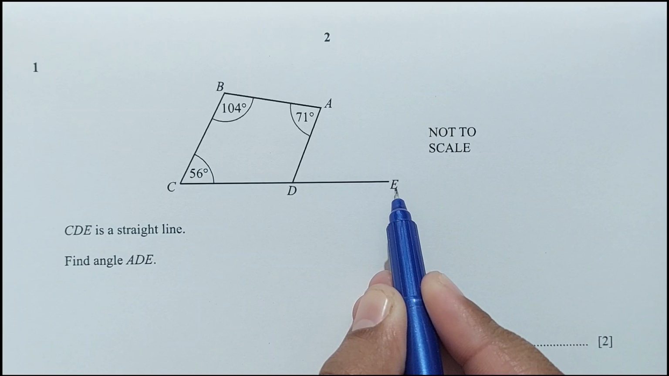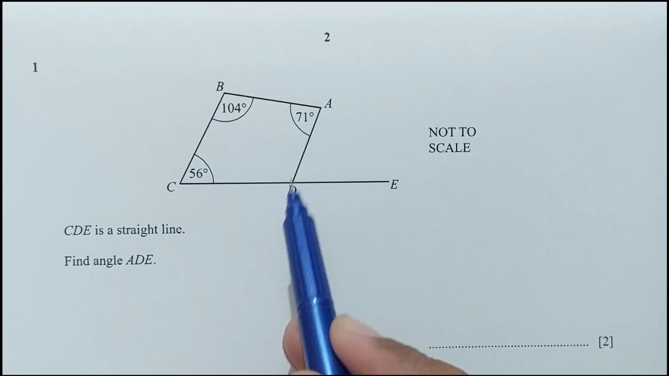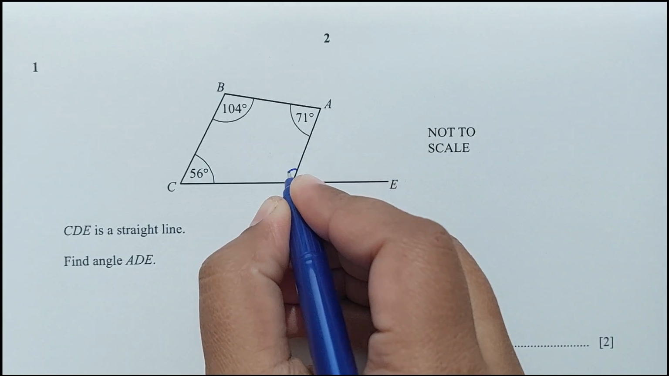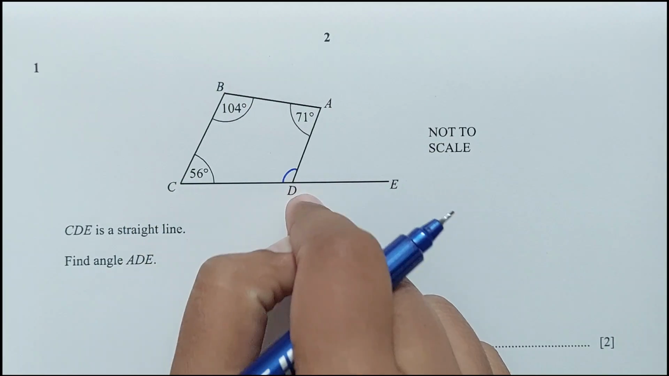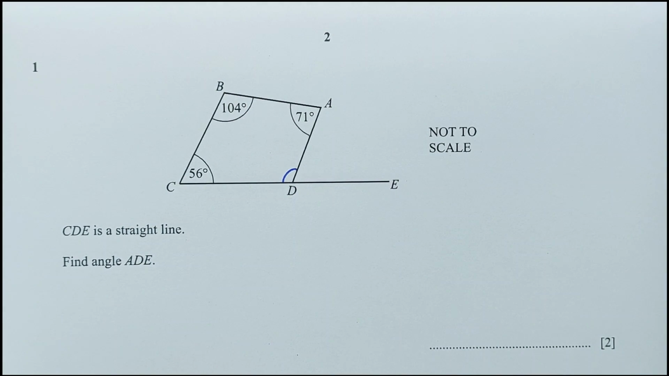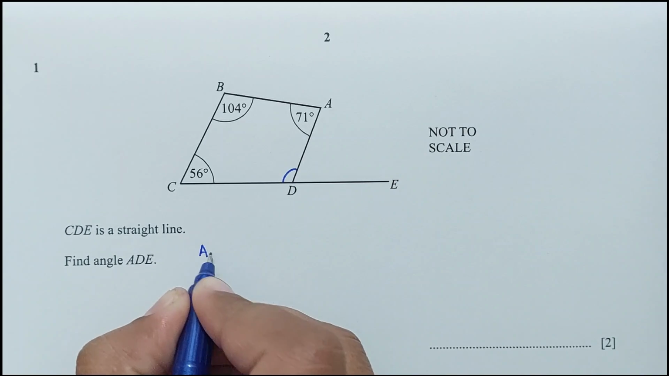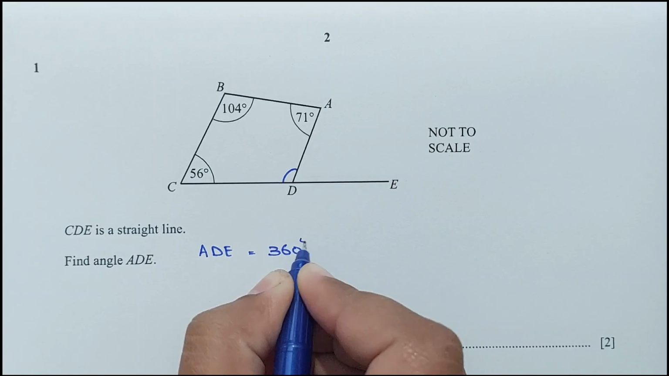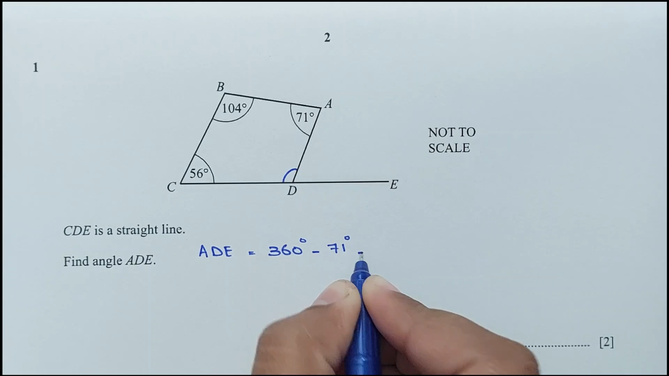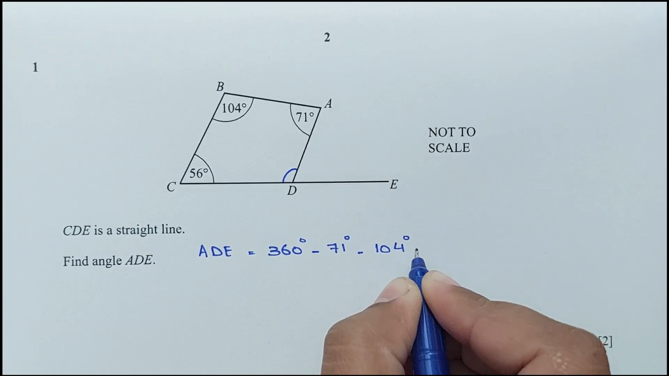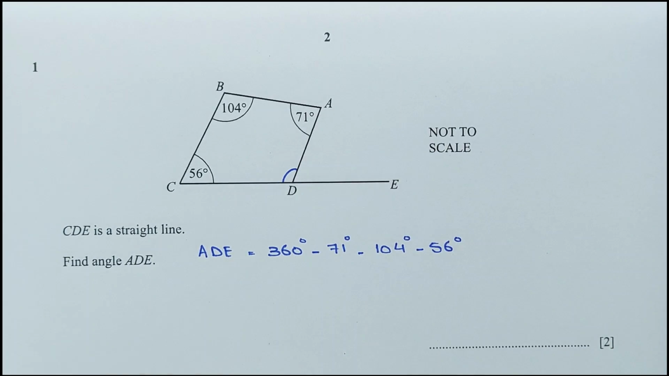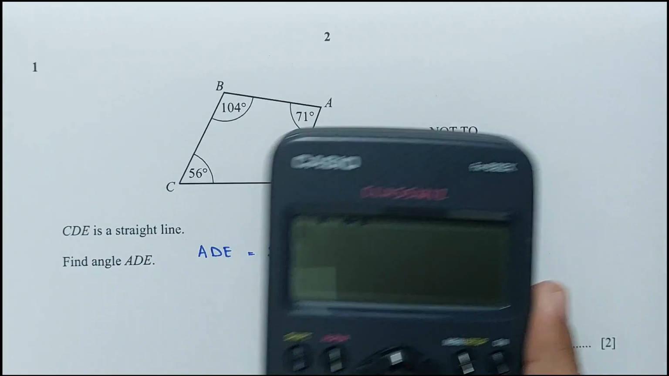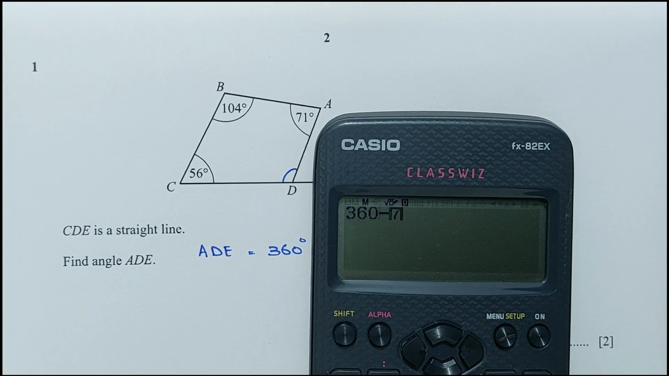CDE is a straight line. Find angle ADE. So this angle we have to find. As you can see, ABCD is a quadrilateral, so the sum of all angles of a quadrilateral adds up to 360 degrees. So we can say that angle ADC should equal 360 degrees subtract 71 degrees, subtract 104 degrees and subtract 56 degrees, right? Let me simplify. So 360 minus 71 minus 104 minus 56.